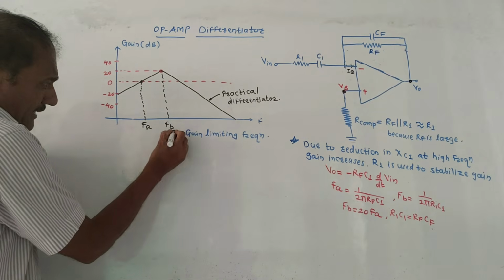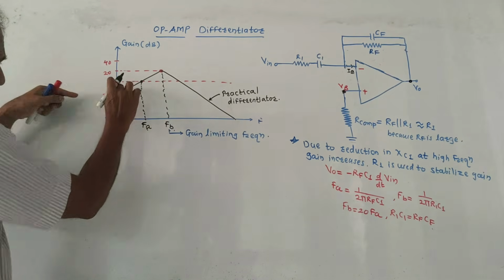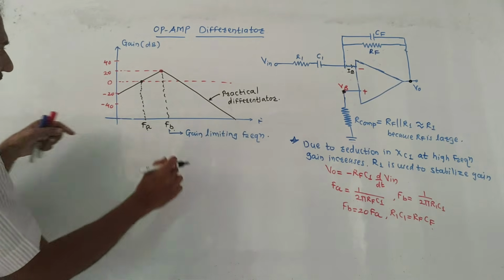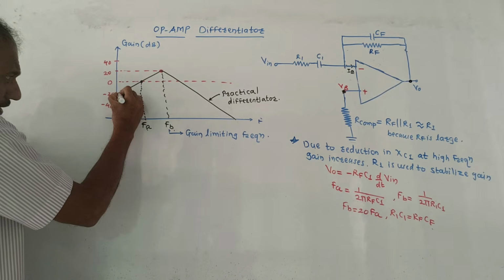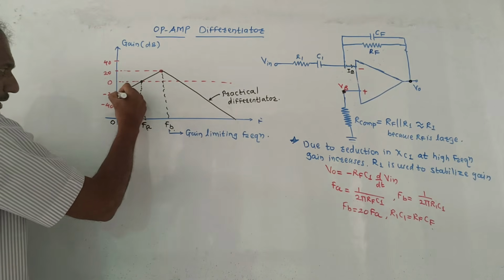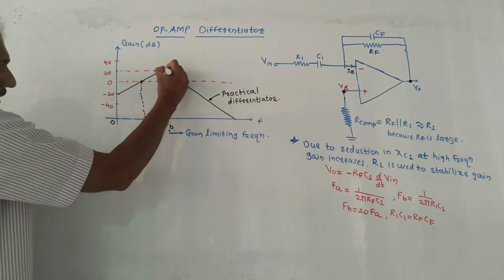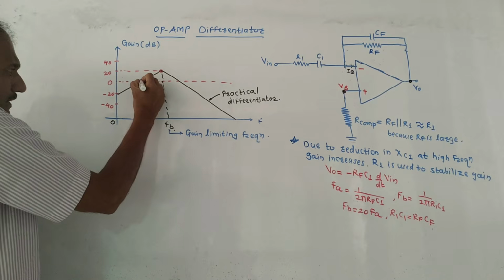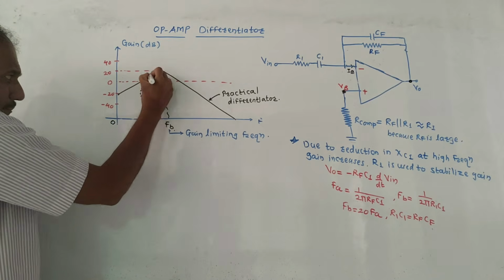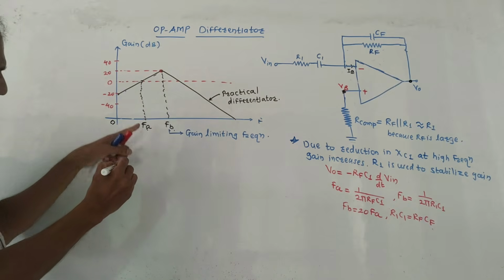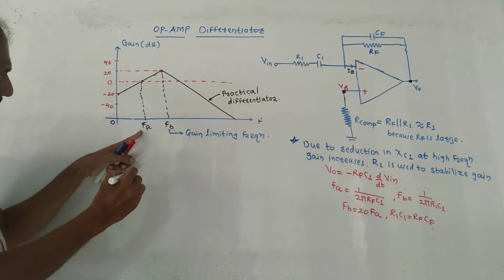These two frequencies are marked FA and FB. This is the 0 dB line. This is basically a graph of gain versus frequency. Initially, from 0 till FB, the frequency response goes on increasing. So as frequency increases, gain goes on increasing. The point where this black colored graph crosses the 0 dB line, this frequency is called FA.